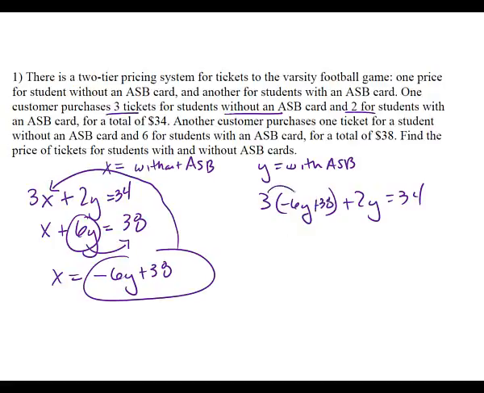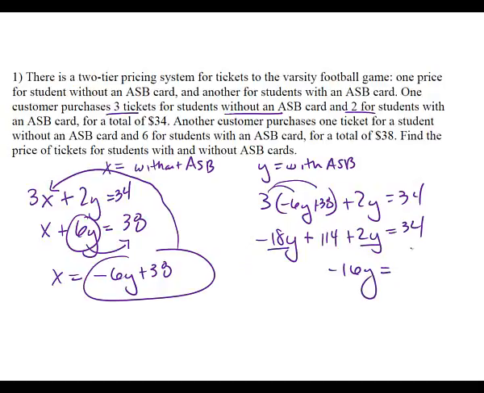What are we going to do with this 3? Distribute it. So negative 18y plus, you guys got to help me with the arithmetic, what's 3 times 38? You all have calculators. 114 plus 2y equals 34. All right, what's negative 18 and positive 2? Good. And at the same time, take this 114 and move it to the other side by subtracting. What do you end up with? Good. And then we're going to divide by negative 16. So what do you end up with?